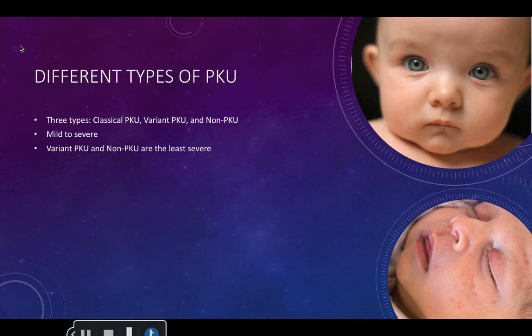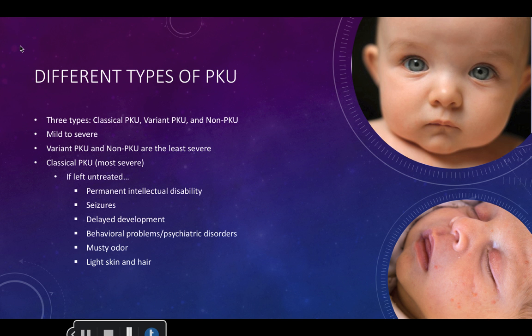If PKU is not treated, phenylalanine can build up to harmful levels in the body, which can cause a number of serious problems. These problems include permanent intellectual disabilities, seizures, delayed development, and behavioral problems. A musty odor may come from skin due to excess phenylalanine in the body as well.